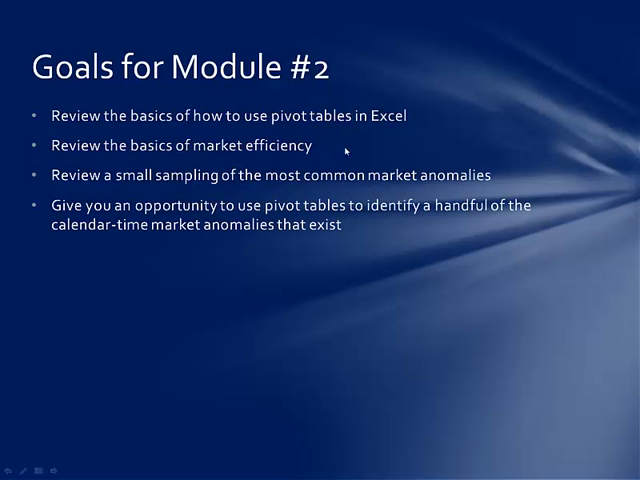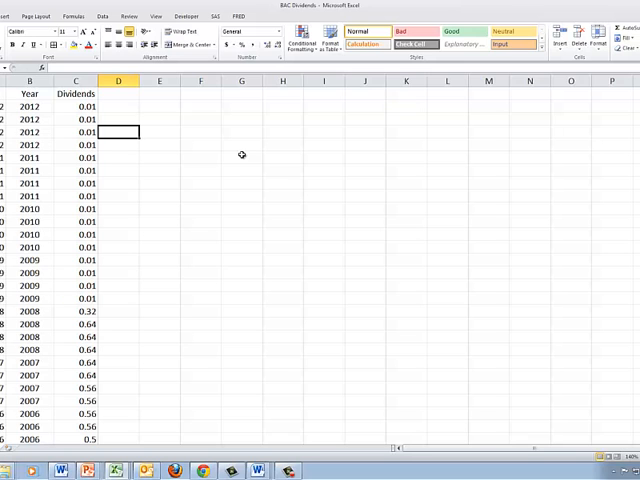Before we dive into the market efficiency and the market anomalies review, why don't we jump straight to Excel and review the basics of how we can use pivot tables in Excel to both aggregate and cut and slice data in a very efficient manner. Let me give you a first example here.